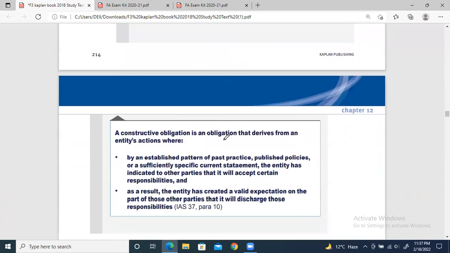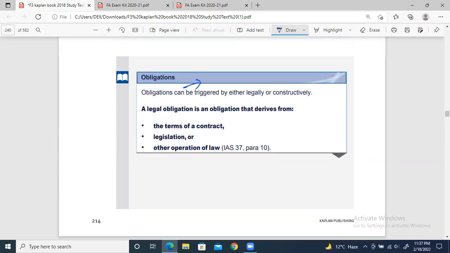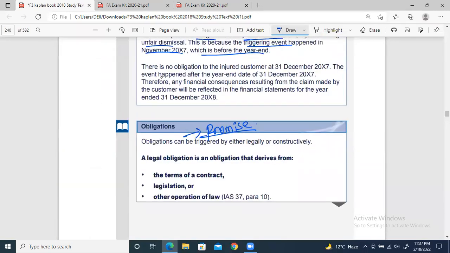Now we are moving towards the obligations. This is another subtopic in this. So obligations, as I just discussed above, are of two kinds. One is constructive, one is legal. So basically, what is an obligation? You can just remember it as a simple English word: promise. Any promise that is to be fulfilled. So first, let's discuss the legal obligation, and then we'll discuss the constructive one.